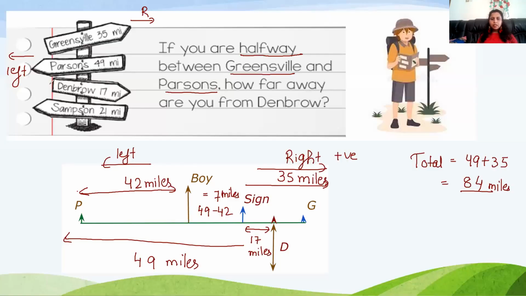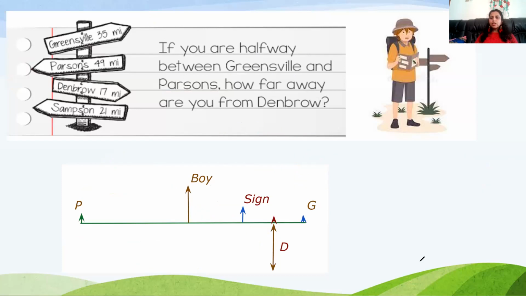So here we consider that this distance is 7 miles and this distance is how much? 17. So total will be 17 plus 7, that will give you 24 miles. And that is our answer. So you can realize non-routine problems are always based on some problem solving using some diagram, some graph, some very different concept than our routine problems.